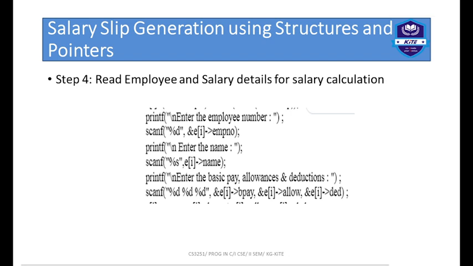Notice all these are obtained using the structure pointer. Employee number is obtained using the structure pointer E. We are using the ampersand symbol because in that particular address we are storing that employee number. Similarly, for employee name, since name is a character array, we are not using ampersand, so we simply use E of I. Here I means that particular employee's details. Similarly we get basic pay of that particular employee, allowance, and deductions, and store them in the respective variables.